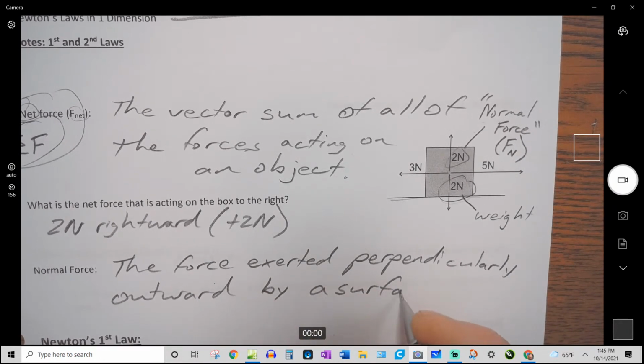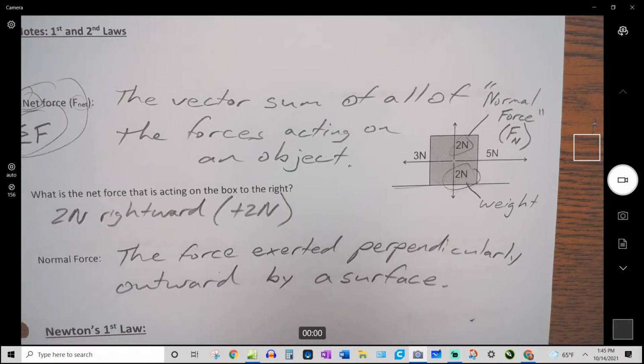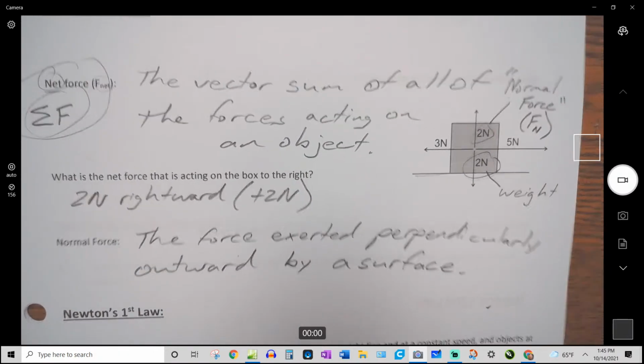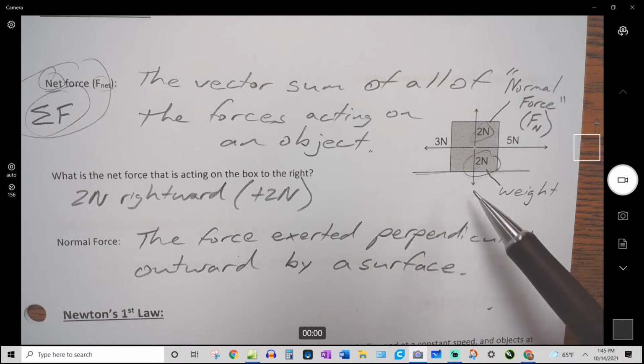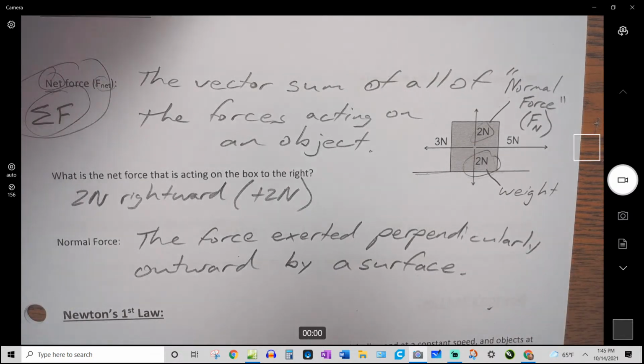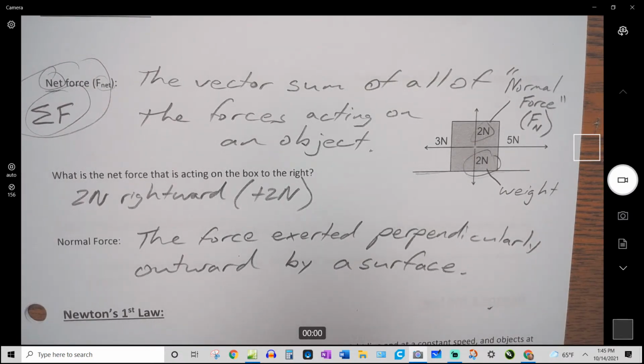And it may seem like kind of a stupid force to talk about right now, and I agree with you. At this point, there's not going to seem like there's a lot of point in it. But later on, the normal force is going to be really useful. We're going to be talking about the normal force a lot. I just want to get it out there now.